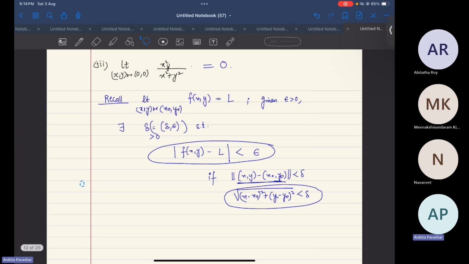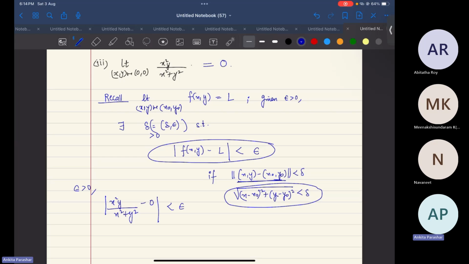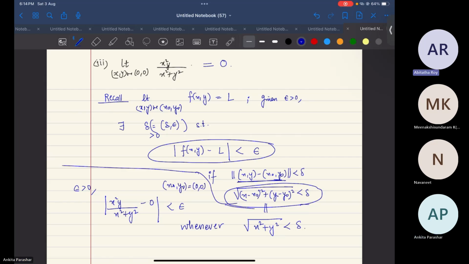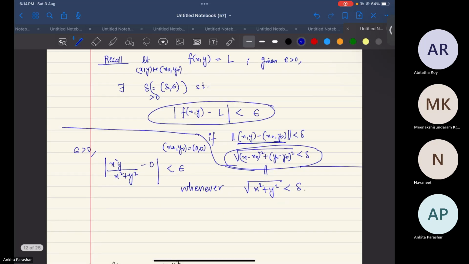So what do you have to prove? Given epsilon positive, you have to prove that x square y by x square plus y square, minus 0, 0 being the limit, has to be less than epsilon whenever this distance, but x naught y naught is 0 here, so I will simply write the square root of x square plus y square, is less than delta. Is that okay? So x naught y naught is 0 for our case. From here, I'm getting this. So whenever this is there, this is what I have to claim. Assume that this is given.